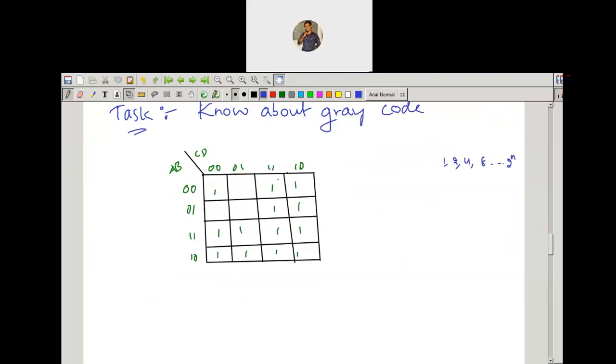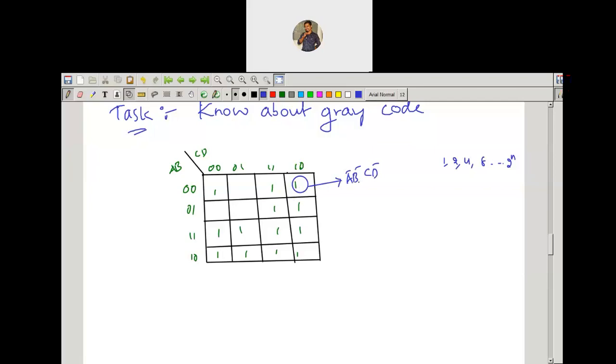For example, if I am grouping only this one cell, then what happens here? For this grouping of one cell, the expression will be, on the left side, you can observe the variable values: A value 0, B value 0. That is A bar, B bar. And on the top side, C value 1, D value 0. That is C D bar. So if you group only one cell, then what will the expression be?